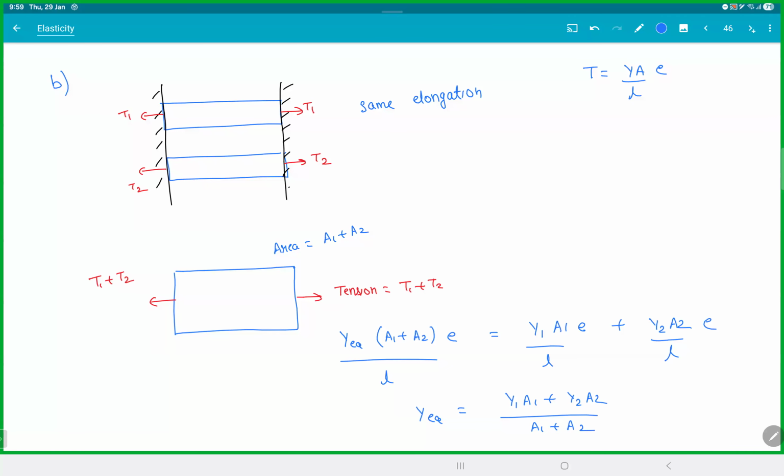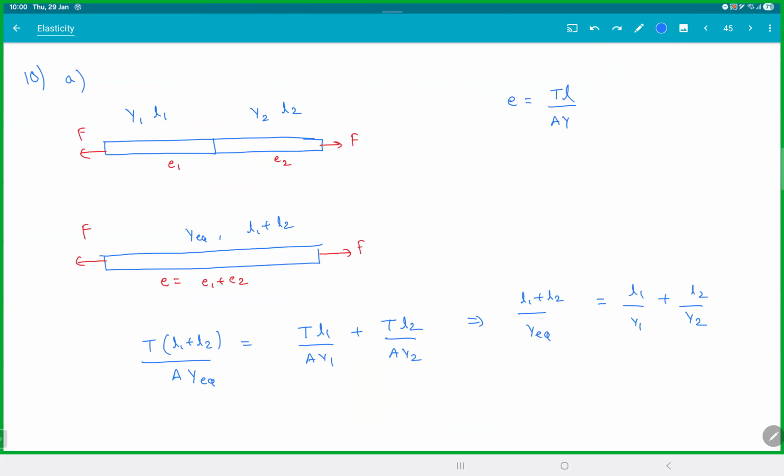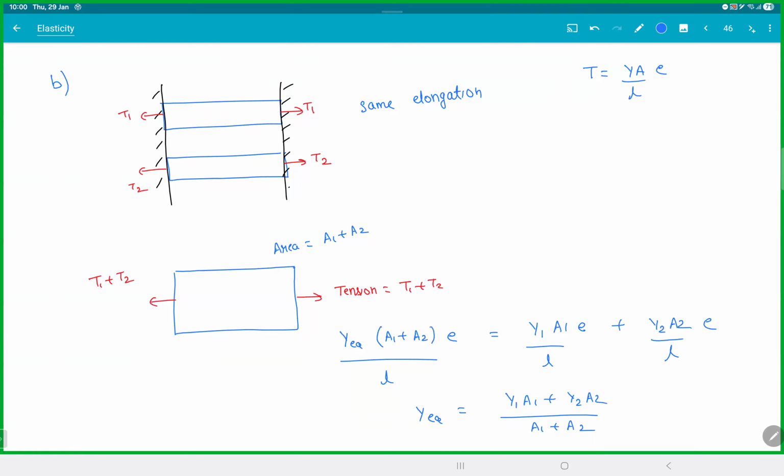Clear what we did? So when you pull this thing, you get different tensions, but they have the same elongation and same length. When you keep them in the same line, you get the same tension. That is the idea there. But pretty good mains level questions. The equivalent thing. All clear with this?